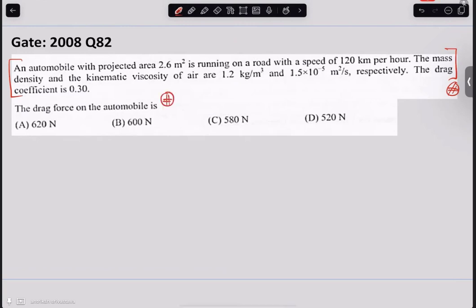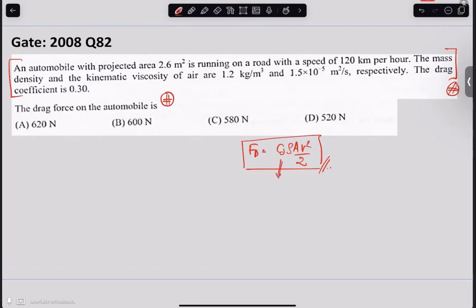So this is a very simple question. You just simply need to know the formula for the drag force, that is CD rho A V square by 2. You should be familiar with this formula because this is used in a lot of our fluid kinematics kind of studies. So let's see what are all the values.